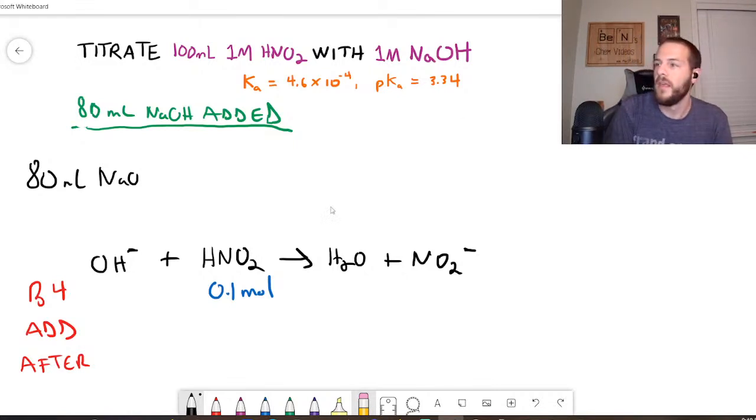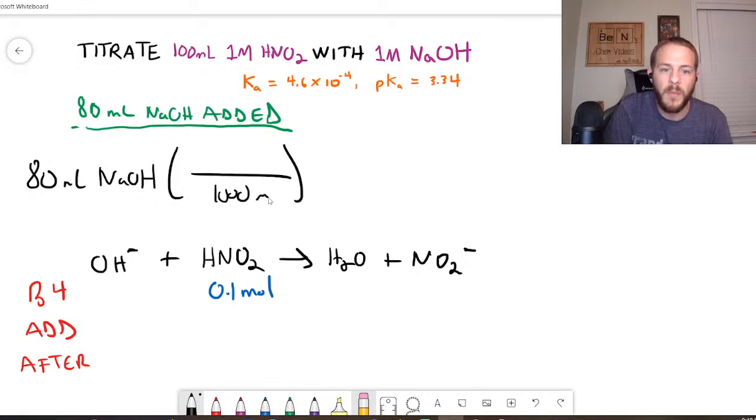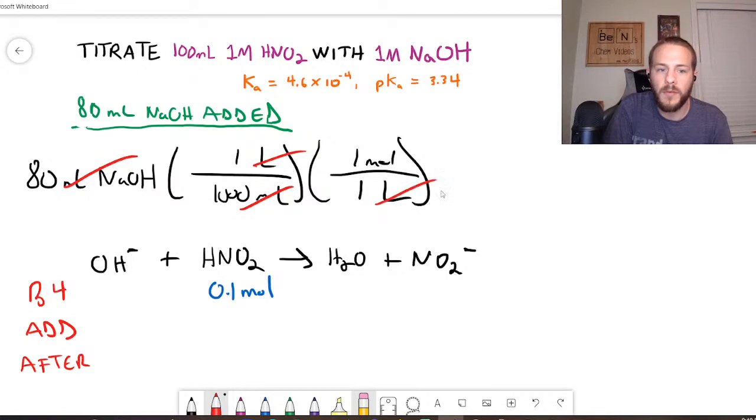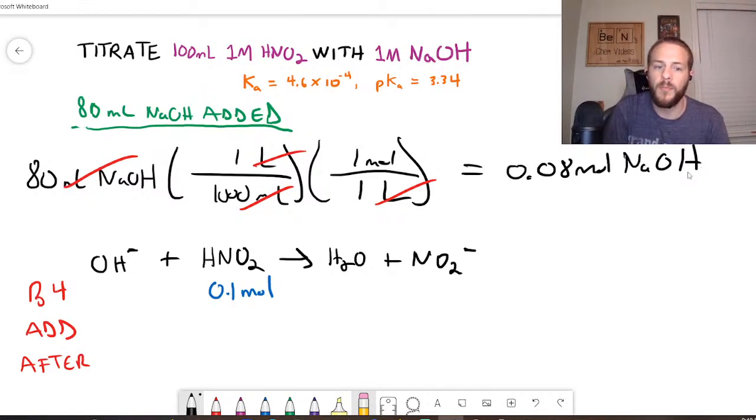Appreciate you being here. All right, so we have 80 milliliters of our sodium hydroxide. That's going to be converted into liters, right? 1,000 milliliters on the bottom, 1 liter on the top. Going to use the molarity of the sodium hydroxide solution again to convert to moles. We have 1 mole on top, 1 liter at the bottom. Milliliters cancel, liters cancel. We have 80 divided by 1,000, which is equal to 0.08 moles of our NaOH.